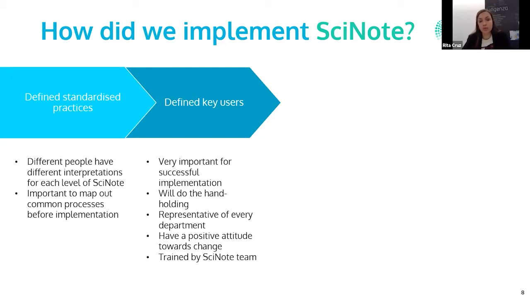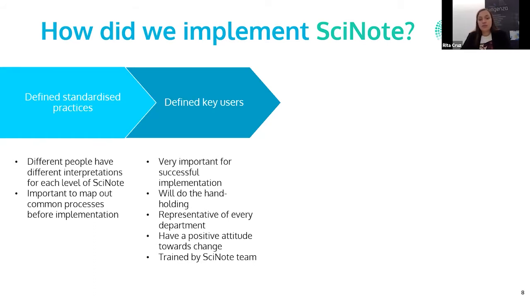We thought it was important to choose people that had a positive attitude towards SciNote and towards change in general, because you don't really want to choose that person in the lab that is very stuck in their ways, and thinks, why change something that works? I've worked with paper all my life, so I don't want to, this will just be extra work and create confusion. So you probably shouldn't choose that person as a key user, but you should choose a key user that has a positive attitude, that will probably get that other person over the line and convince them this is actually a good change for everyone.